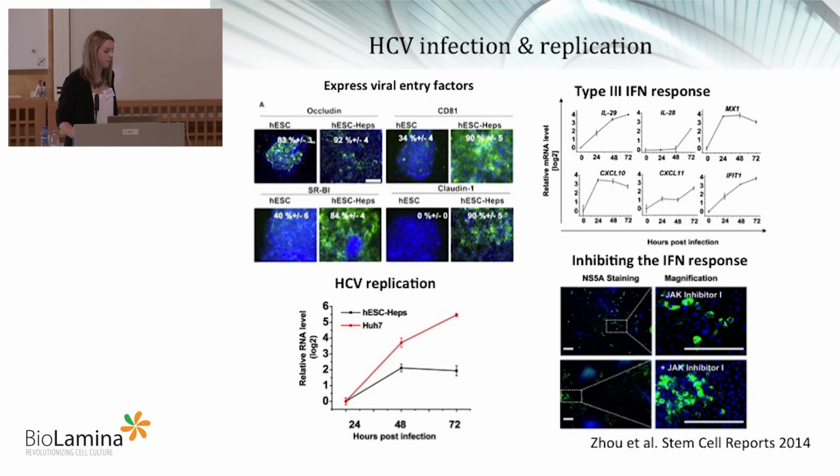These cells could also be infected with hepatitis C, which affects 2 to 3% of the world's population, and can lead to severe liver disease and liver cancer. So our cells express viral entry factors, including CD81, SRB1, and Claudin. But when compared to the hepatocarcinoma cell line Huh7, there were much lower levels of RNA. This is because the cells were not infected at the same rate that this cell line was.